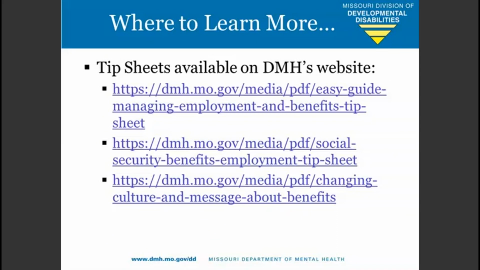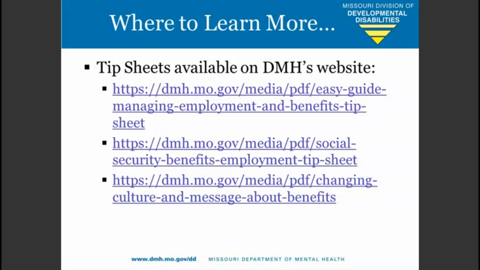So the tip sheet, follow the links, you'll get the tips. The easy guide, managing employment and benefits tip sheet, is providing you information about what benefits planning is, when you might need to reach out to a benefits specialist, and how you can get connected with those benefits specialists.